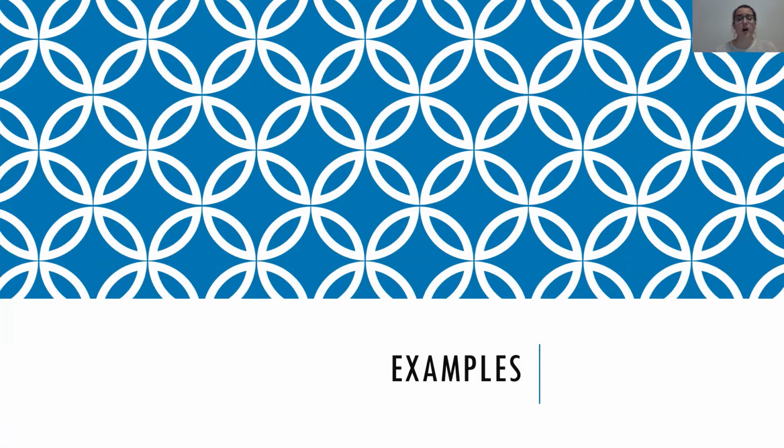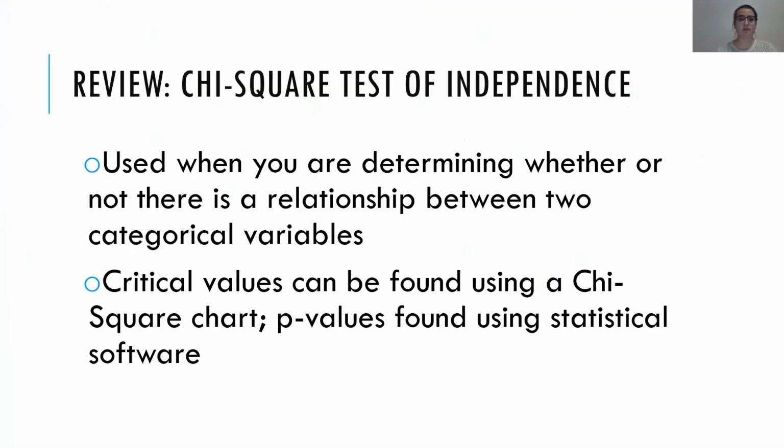Okay, now that we covered our different types of statistical tests, I want to go over a few examples using some real-world data. First, we're going to talk about our chi-square test of independence. Remember, we use our chi-square test when we're trying to determine whether or not there's a relationship between two categorical variables. Categorical variables, as a reminder, means that you're just in one category or the other. You can't be in more than one. Critical values can be found using a chi-square chart, and p-values are going to be found using our statistical software.